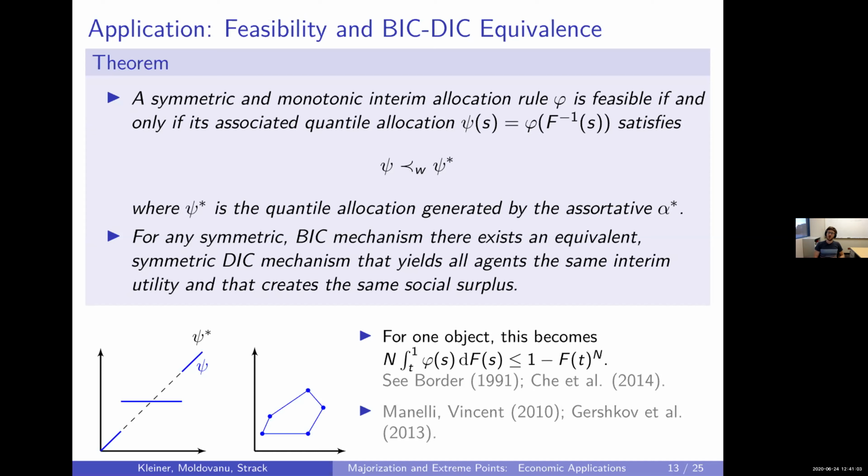And then the second way we wanted to use it is to develop some tools to solve optimization problems, where the feasible set is characterized by a monotonicity constraint and by a majorization constraint. So this is what I'm going to turn to next, if there are no questions.